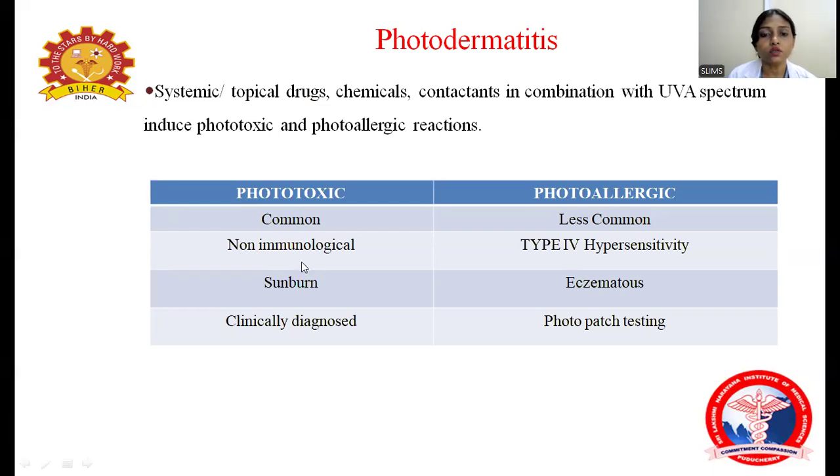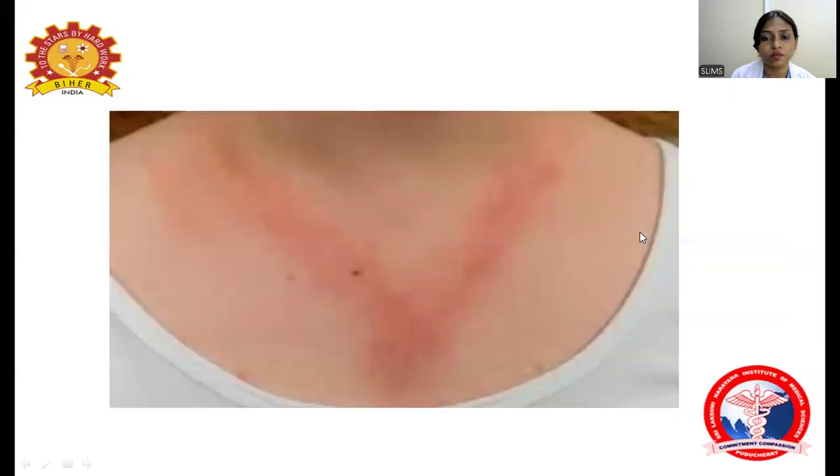Phototoxic reactions occur as a sunburn, whereas photoallergic contact dermatitis appears as an eczema. Phototoxic reactions are diagnosed clinically, whereas photoallergic contact dermatitis can be diagnosed only with patch testing. A patch test should be done to confirm that there is a photoallergic contact dermatitis. Here you can see the sun has produced a phototoxic reaction. It has typically appeared over the V area of the neck, which is exposed to sunlight.